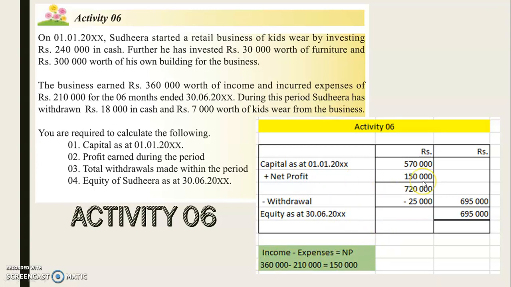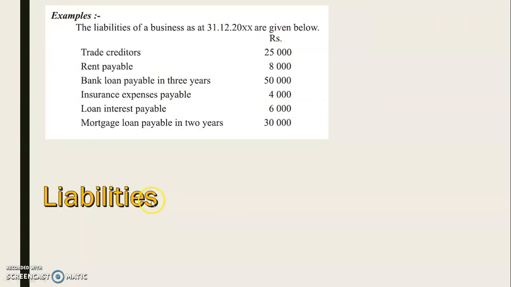So net profit is 150,000. During the period, he withdrew rupees 18,000 in cash and rupees 7,000 worth of goods. So both goods and cash drawings are 25,000 together, 18 plus 7. Then you deduct that from what you got, so you will get the equity as at 30th June 2000, which is 695,000. So you know the capital as at 1/1/2000, net profit 150, drawings 25, and the equity at the end of the period.